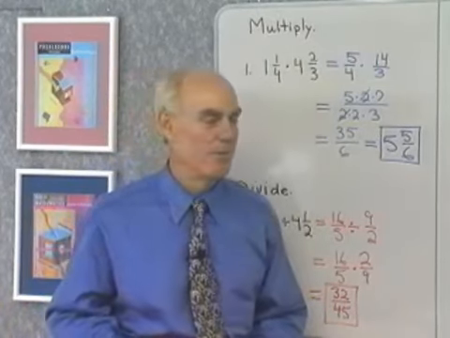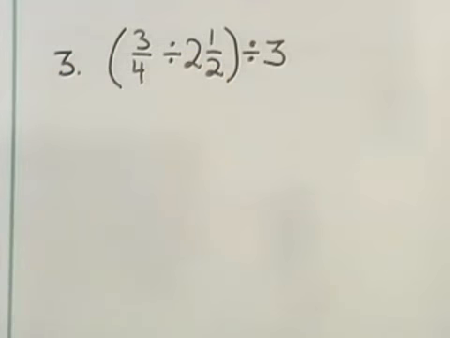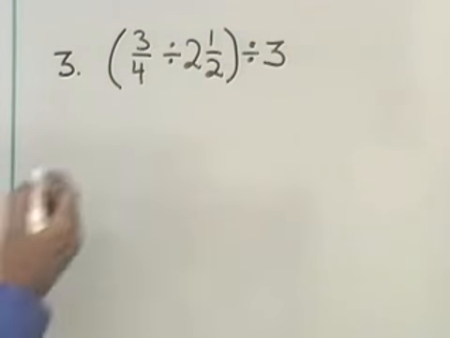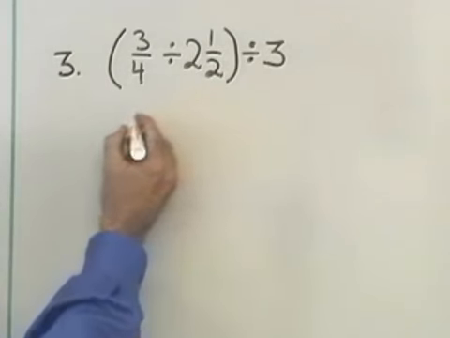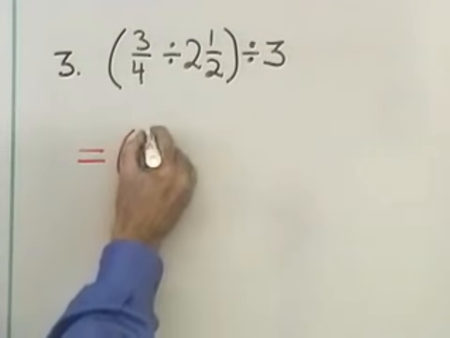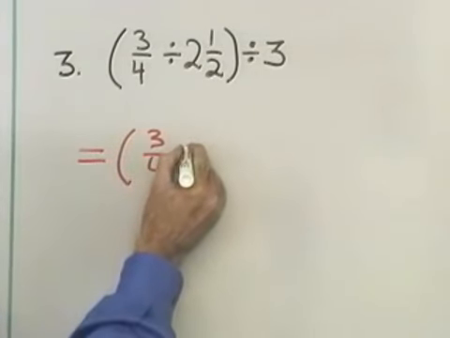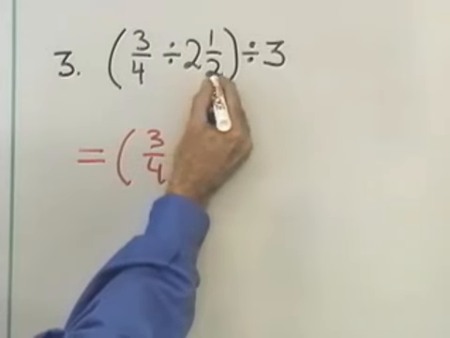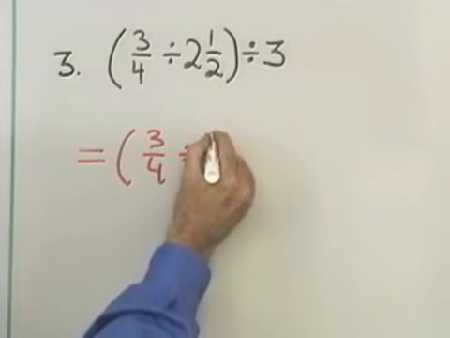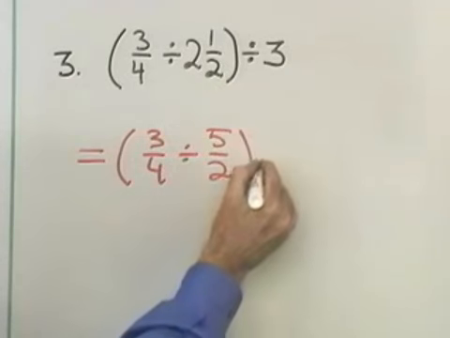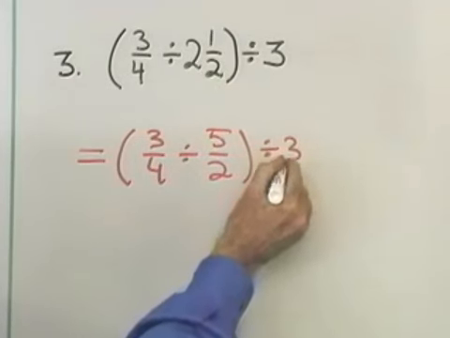Let's try one more problem. I have one mixed number here, so let's change it to an improper fraction. I have 3/4 divided by 2 1/2, which will be 5/2, and then all that's divided by 3.